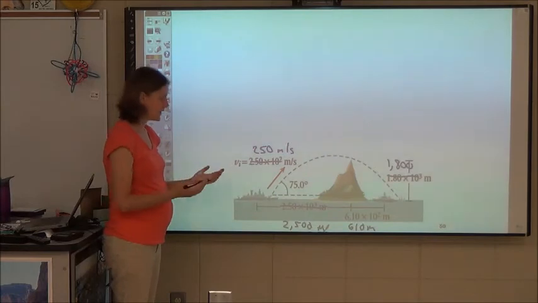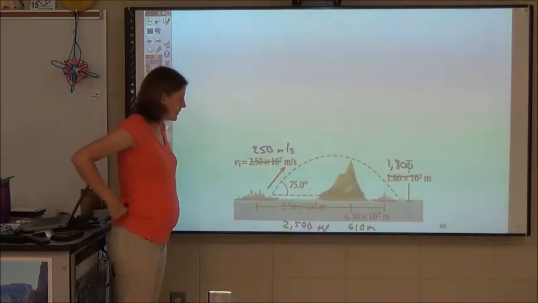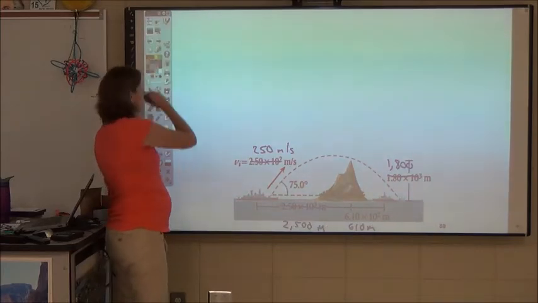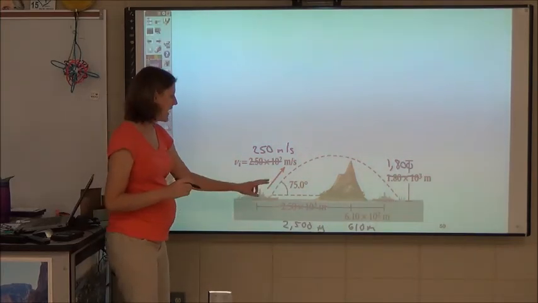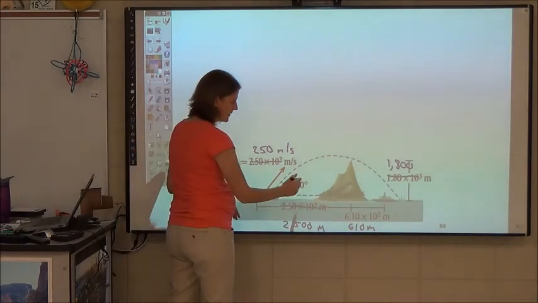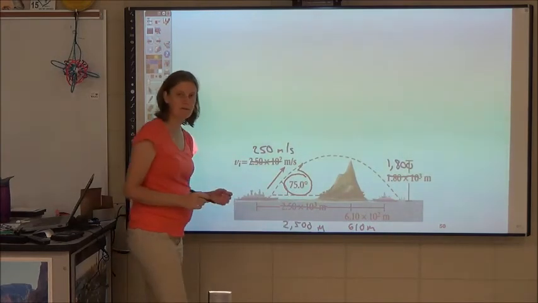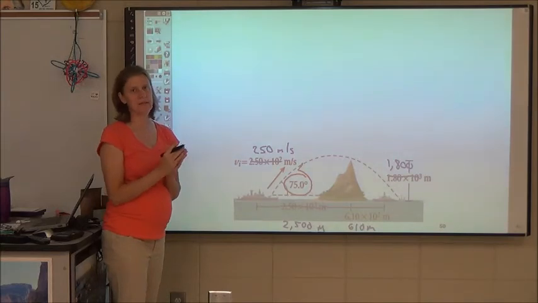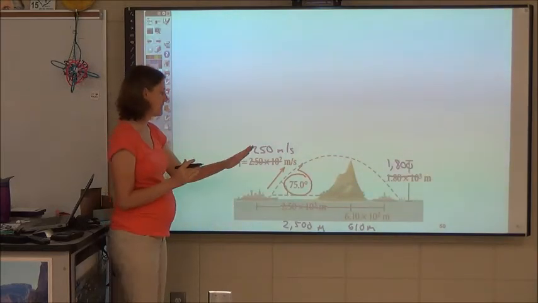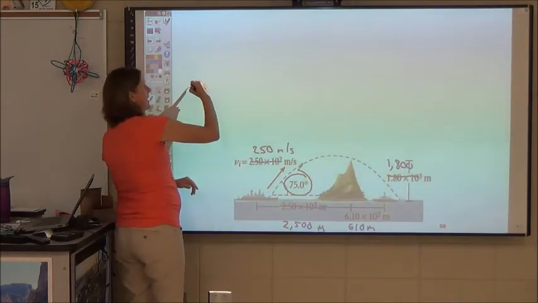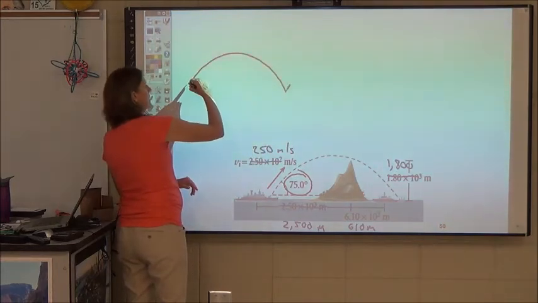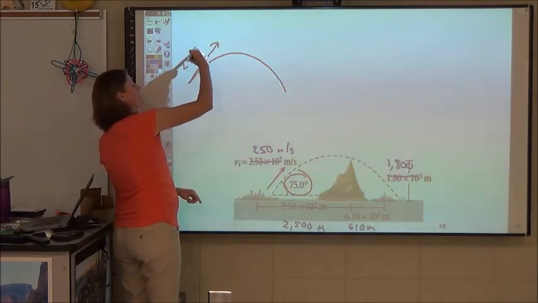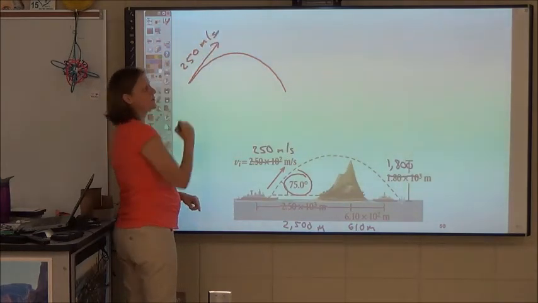Okay, and we have a picture, so that's nice, but I am going to redraw the velocity part of it. And I highly recommend you do this. Anytime you have a full projectile and you are given an angle, you immediately need to find components of that vector. So I know I have this trajectory. I know the initial velocity is 250 meters per second.